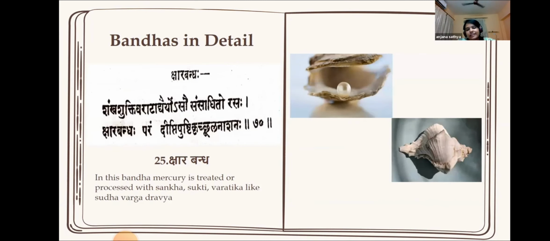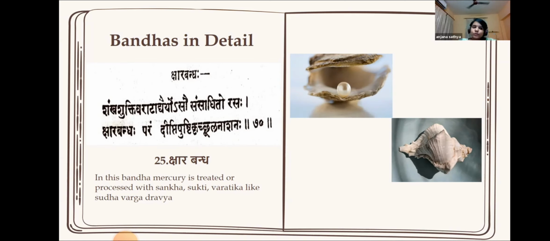And the next Bandha, the last Bandha in that category, is Kshara Bandha. By the terminology itself, you will understand that in Kshara Bandha the mercury is processed with the Sudhavargadravya, शङ्खशुक्तिवराढातेः असौ संशोधितः रसः संसाधितः रसः क्षारबन्धपरं दीप्ति पुष्टिकृत् शूलनाशनः. So Ksharabandha is the mercury treated with Shankha, Shukti, Varadiga, etc., the Sudhavargadravya.